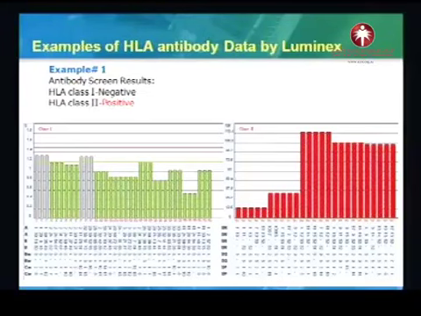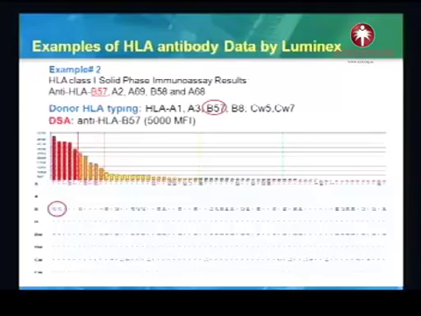This is an example of antibody screening only. We have here our cutoff point. All these beads are below the cutoff point, so we call this class 1 negative, and the cutoff point is 1.5. As you can see here, up to 115 is positive. So the patient is HLA class 2 positive. Everything in red is positive, here is negative. So this patient is sensitized for class 2 only.